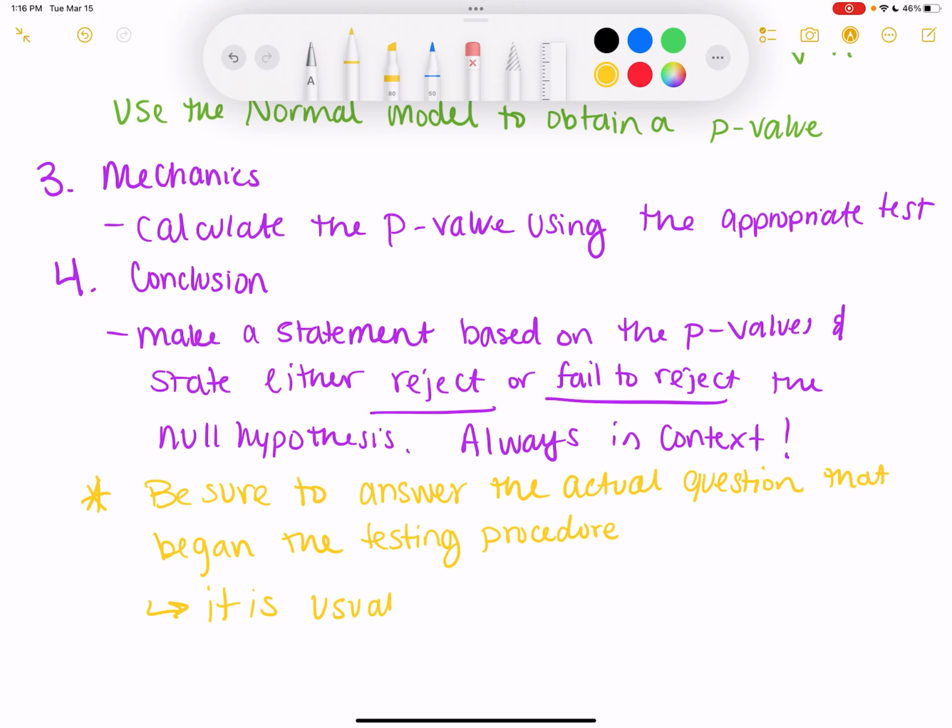It is usually good to include a confidence interval with the conclusion.